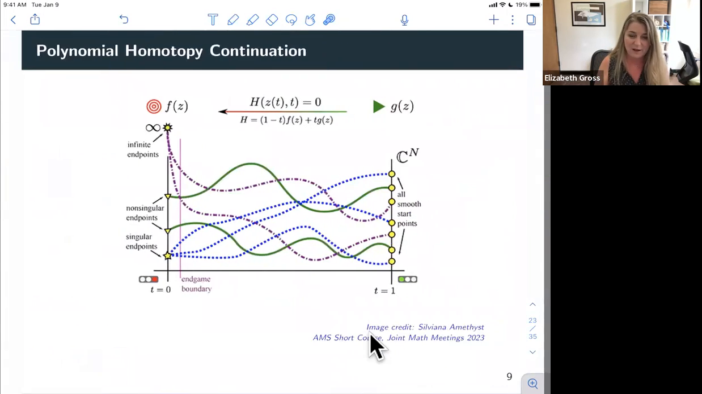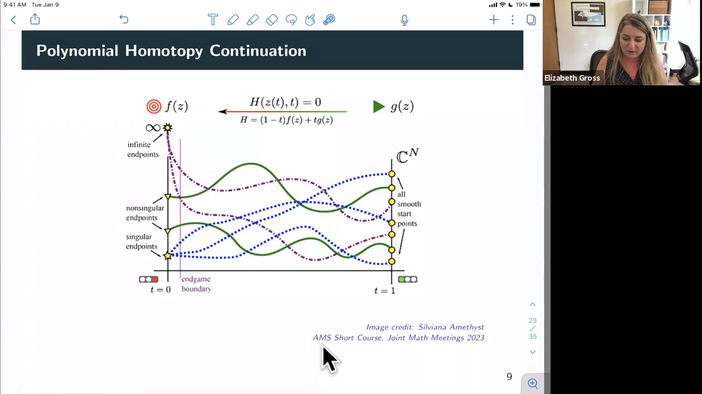So in polynomial homotopy continuation, this was a very nice image. There's going to be an AMS short course at the joint math meetings, run by a couple of people that really work in numerical algebraic geometry. This is a very nice image from that short course advertisement, because I think it encapsulates everything about polynomial homotopy continuation in a single slide.